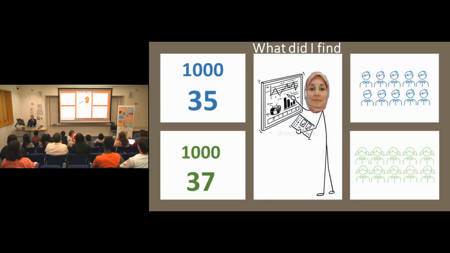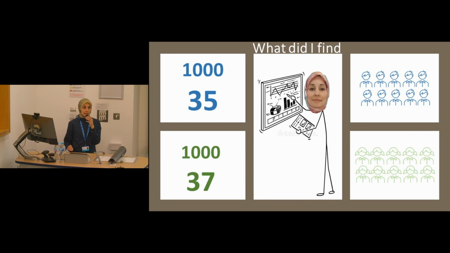So what did I find out? That when it comes to boys, out of each 1,000 boys that go to intensive care, 35 of them die. And when it comes to girls, out of each 1,000 girls, 37 die. So girls have got it slightly worse when it comes to intensive care, and we don't know why that is.